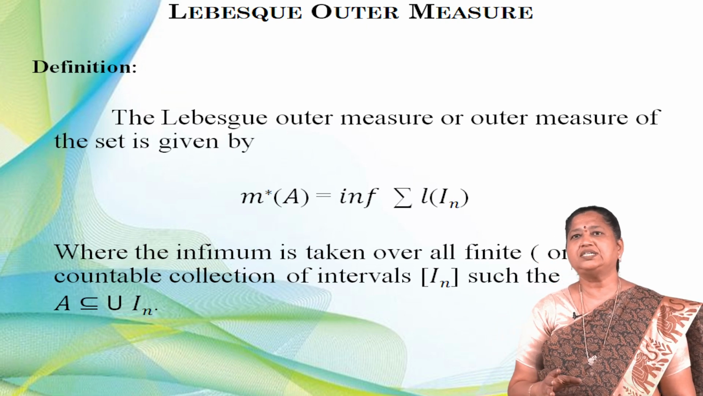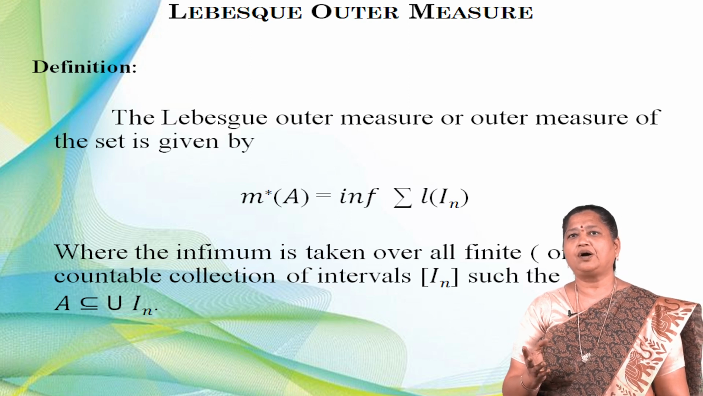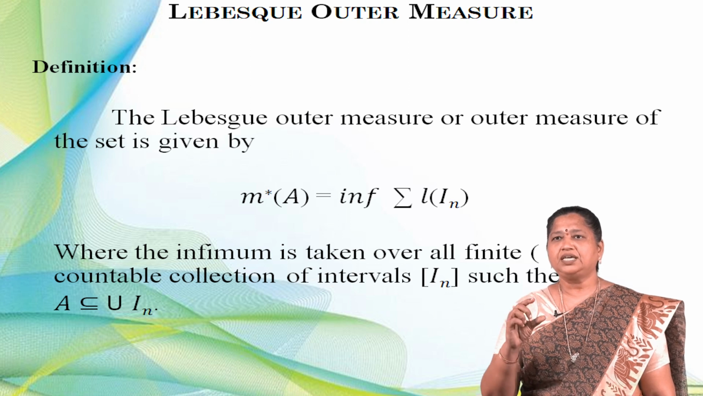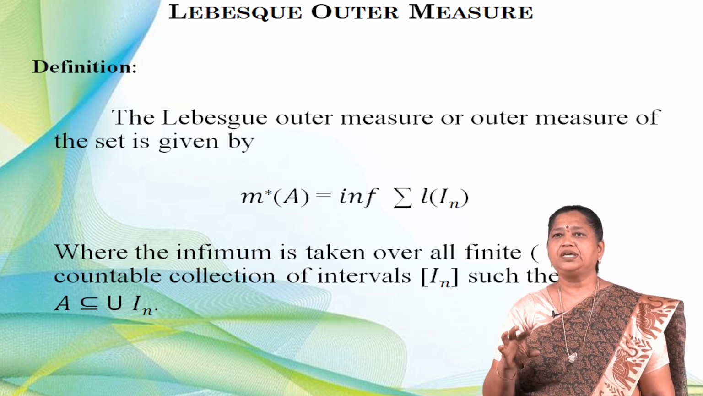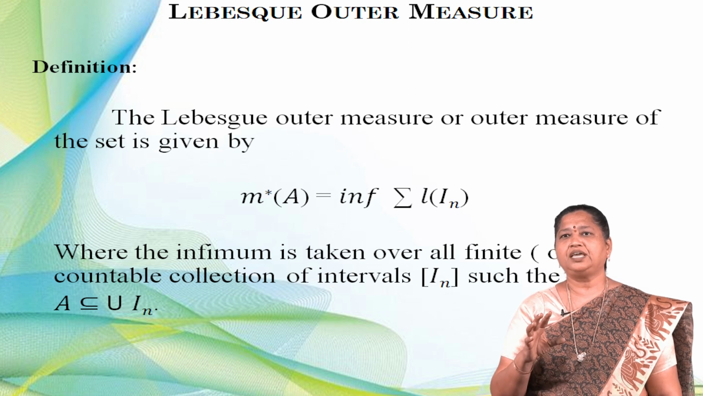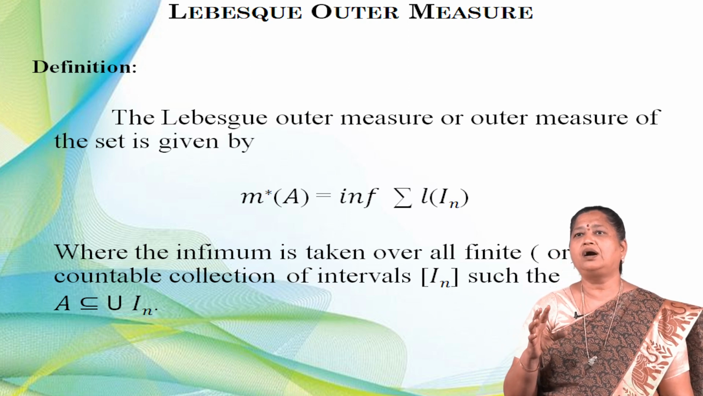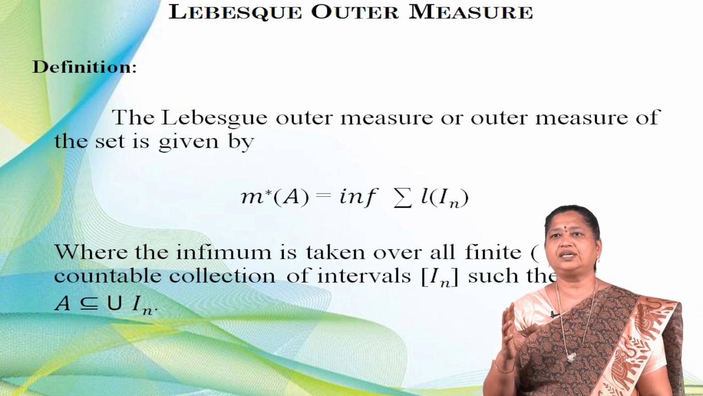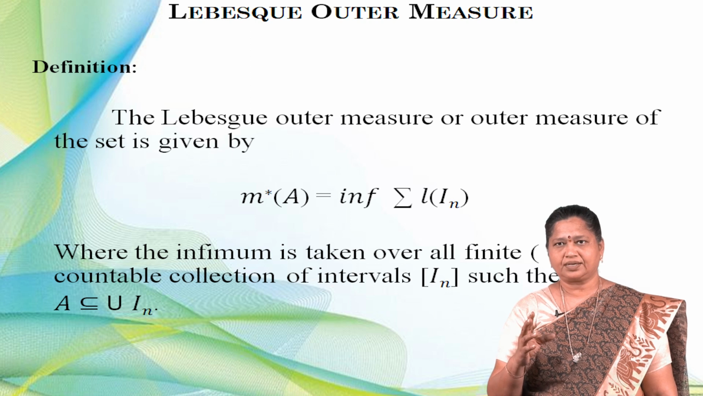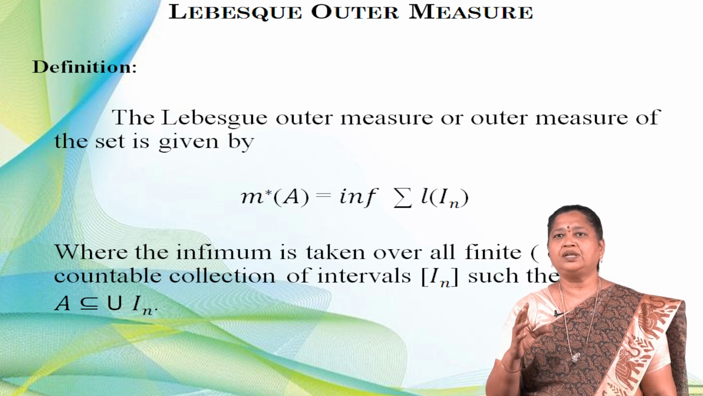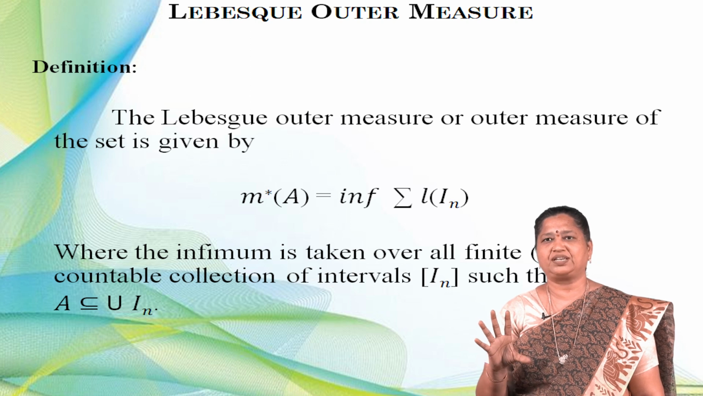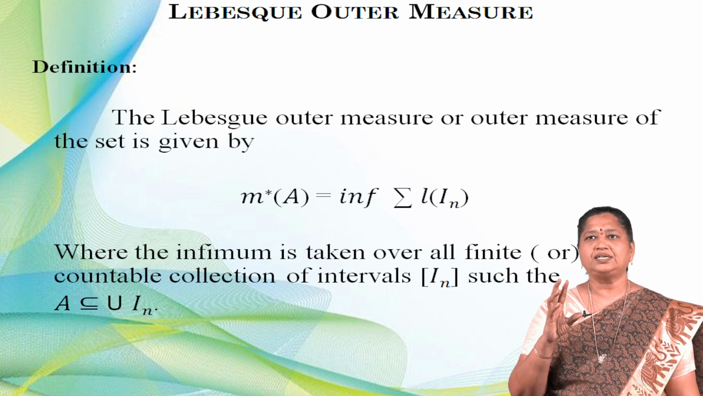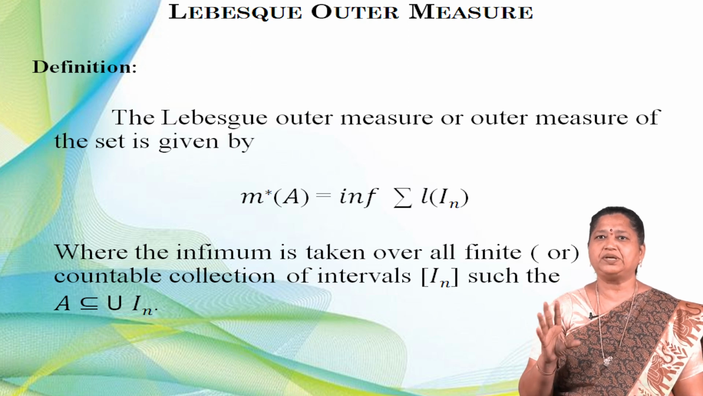The first definition is the Lebesgue outer measure, or outer measure, of the set A, given by m star of A equal to the infimum of the summation of L of I_n, where the infimum is taken over all finite or countable collections of intervals I_n such that A is contained in the union of I_n. I_n is nothing but the collection of intervals, and A is the set, one of the measurable sets.